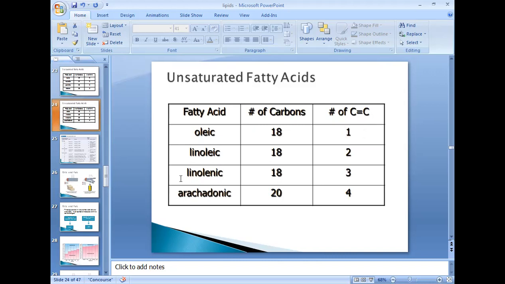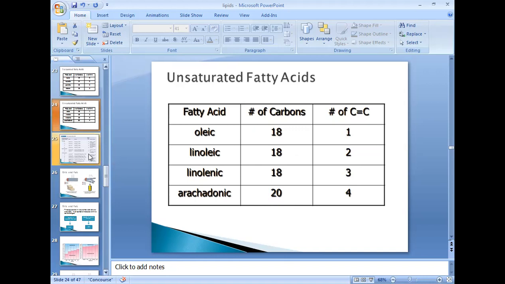Whereas linoleic acid, linolenic acid, and arachidonic acid have 2, 3, and 4 double bonds, representing them as polyunsaturated fatty acids. Linoleic acid has 18 carbons with 2 double bonds. Linolenic acid has 18 carbons but 3 double bonds. And arachidonic acid has 20 carbons with 4 carbon-carbon double bonds, and that's why linoleic, linolenic, and arachidonic acid are grouped as polyunsaturated fatty acids.